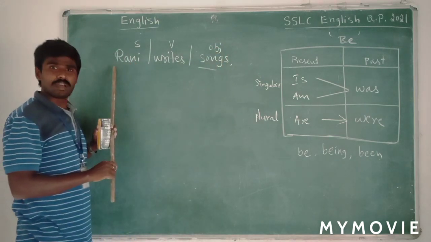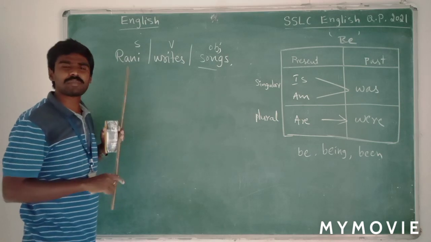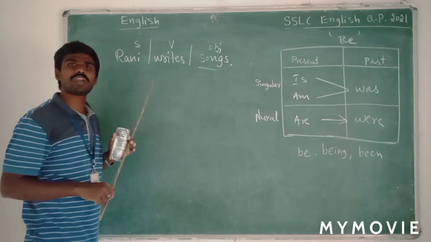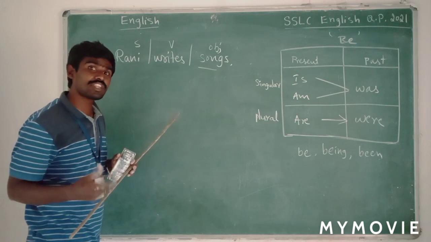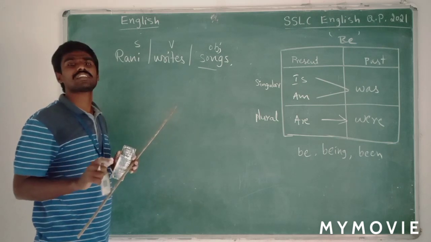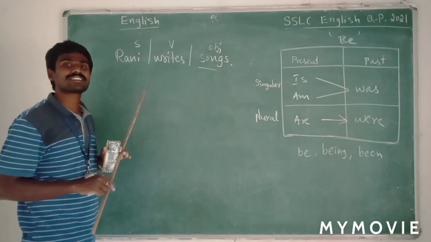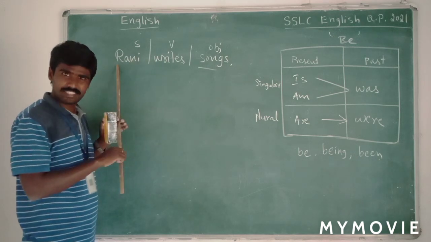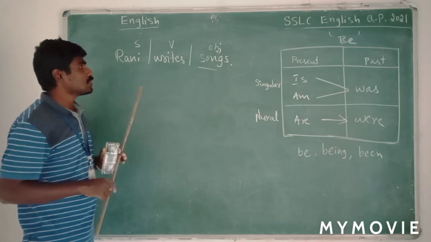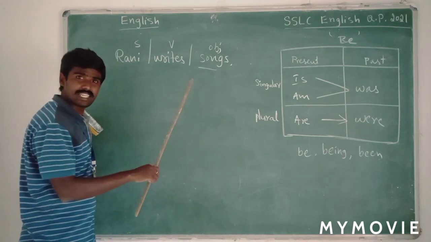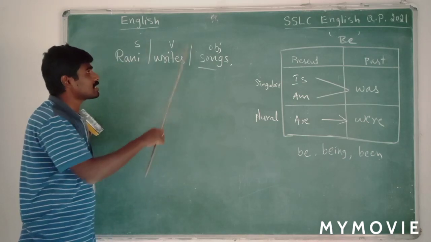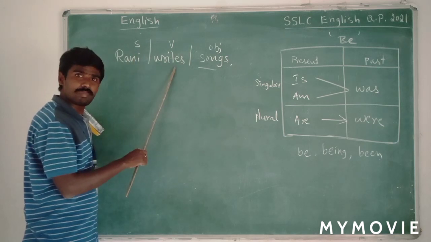Subject means something which does an action in the sentence. It may be a person, a thing, an animal, anything. Anything which does an action in the sentence is the subject, meaning the doer in the sentence. So Rani is the doer in this sentence, so it is the subject. So the first step is to read the sentence. The second step is to break the sentence into subject, verb and object.